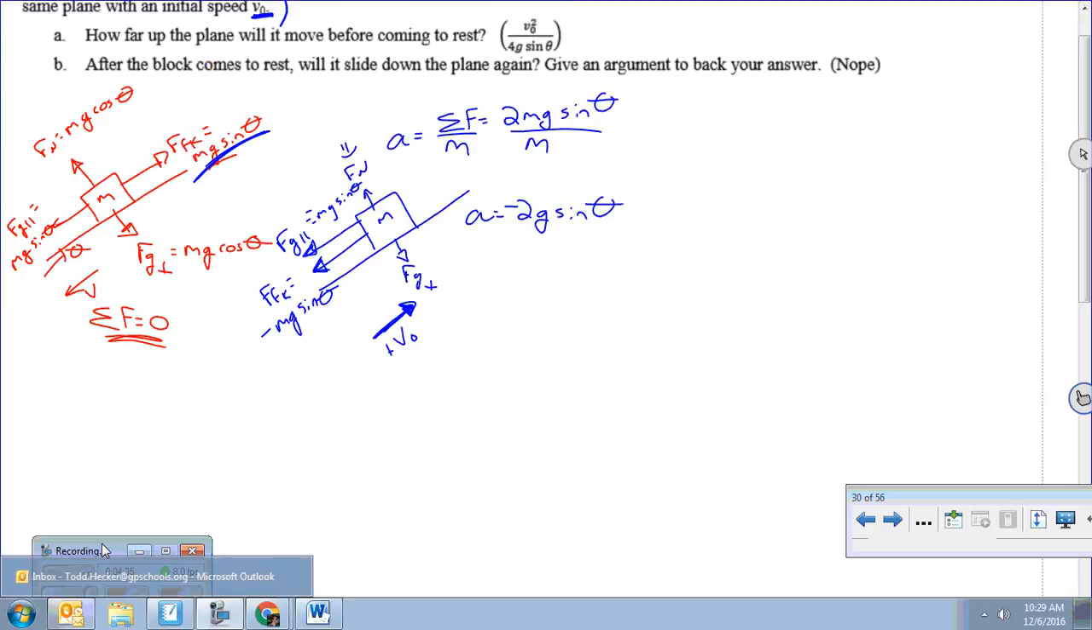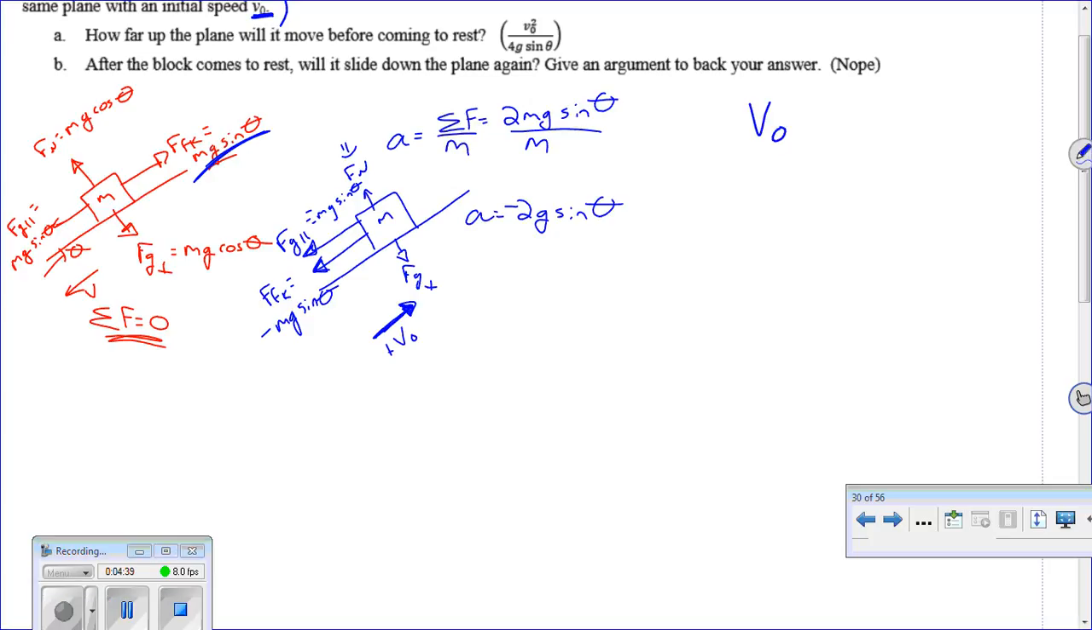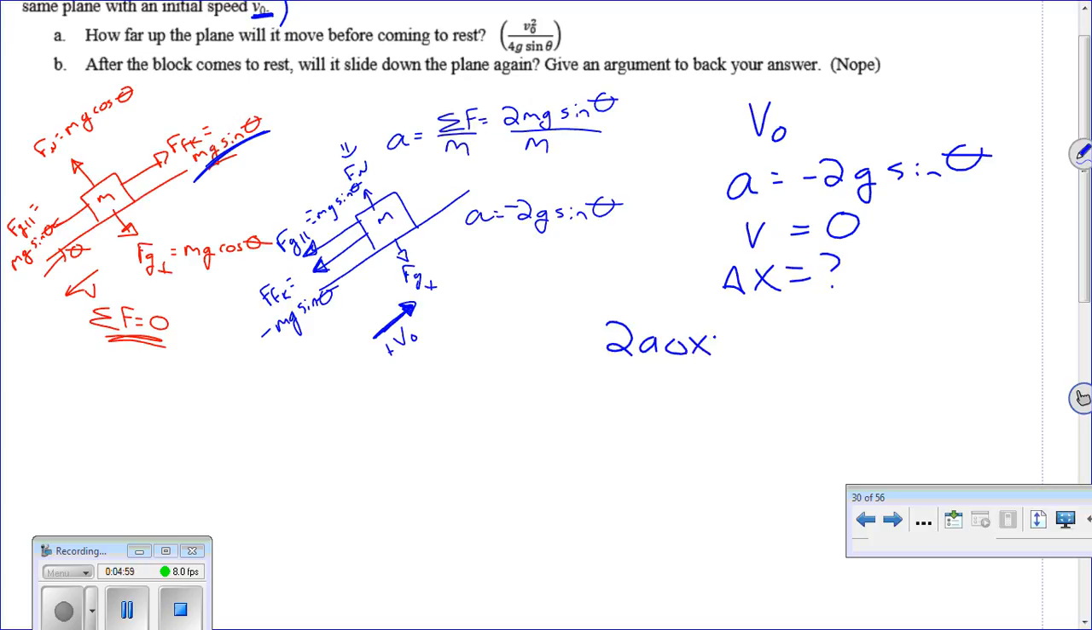All right, so here's what I know. I know that my initial velocity is v naught. I know my acceleration is negative 2g sine theta. And I know that I'm trying to find out how far it's going to go before it stops. So my final velocity is going to be 0, and I'm looking for displacement, right? So hopefully you are thinking about this equation: 2a delta x equals v squared minus v naught squared. Sorry, I'm still so used to using vi and vf.